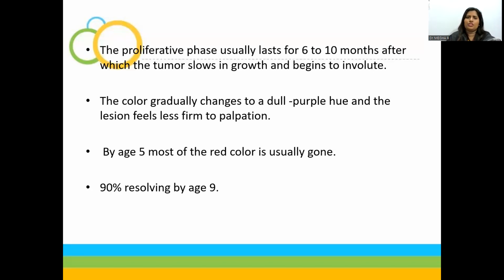The proliferative phase usually lasts up to 6 to 10 months of age, after which the tumor slowly decreases in size and begins to involute by itself. The color of the lesion will gradually turn to a dull purple hue, and the lesion will be less firm on palpation. By the age of 5, most of the lesions will completely regress, and in 90% of cases it will resolve completely by 9 years of age.